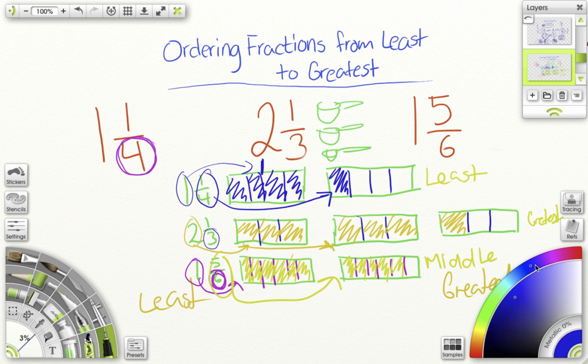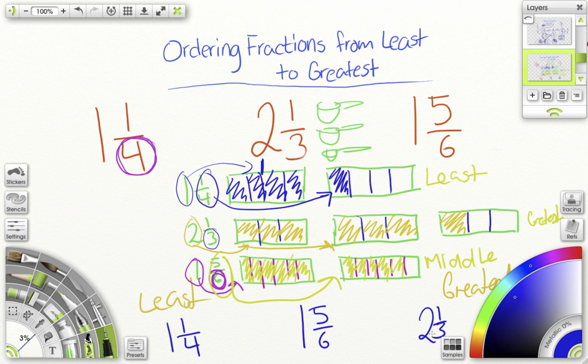So from least to greatest, let's write it out. Least is 1 and 1/4. In the middle is 1 and 5/6. And my greatest is 2 and 1/3. And that's how I can order my fractions from least to greatest if they're mixed numbers.